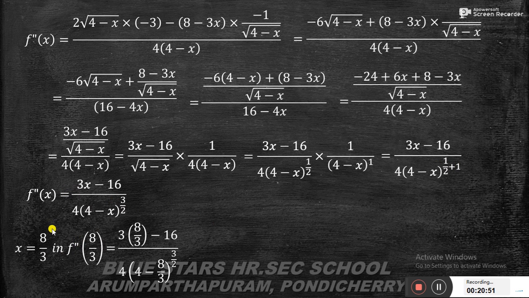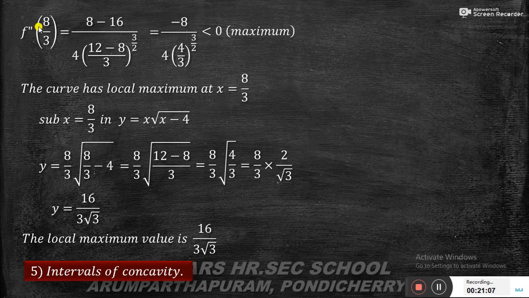Now we substitute x equal to 8 by 3. So f double dash of 8 by 3 equal to 3 into 8 by 3 minus 16 by 4 into (4 minus 8 by 3) whole power 3 by 2. So f double dash of 8 by 3 equal to, that means 8 minus 16 by 4 into (12 minus 8 by 3) whole power 3 by 2. So minus 8 by 4 into, just you subtract this, 12 minus 8 is 4 by 3, whole power 3 by 2.